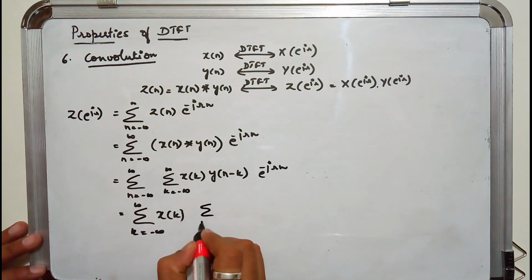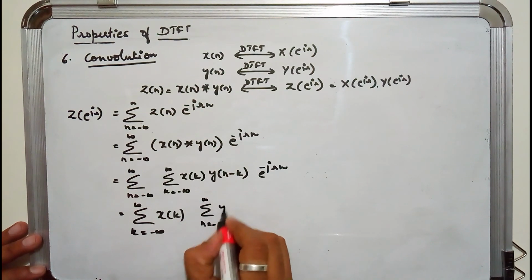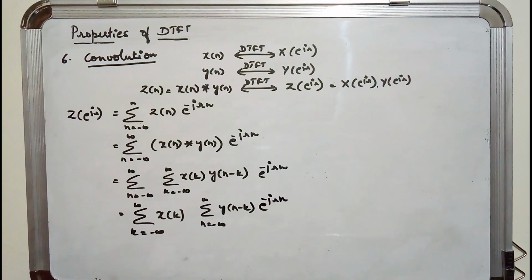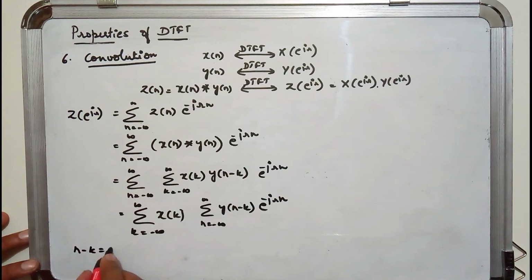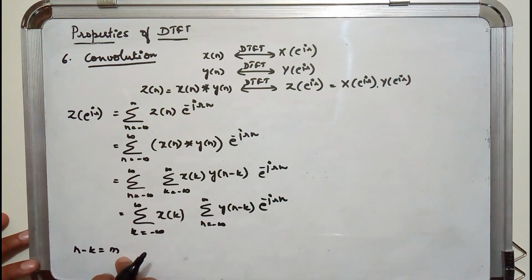So I will be getting summation n equals minus infinity to infinity y of n minus k into e power minus j omega n. Now I will be substituting n minus k as some other variable m. Now the limit was on n, now it will be on m with the same limits. The variable is m. And from this, what is n? n is equal to m plus k.